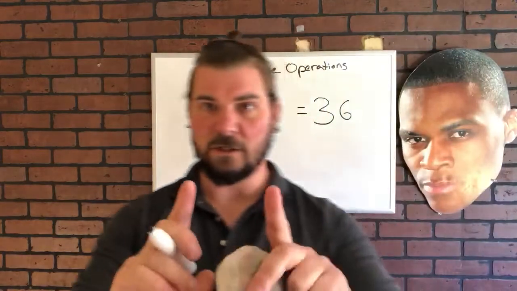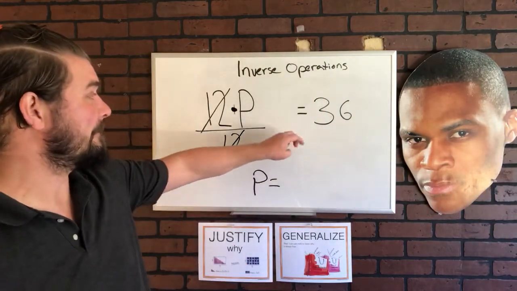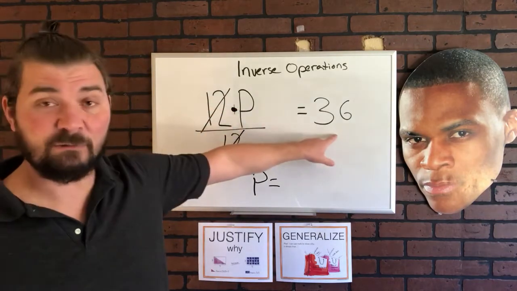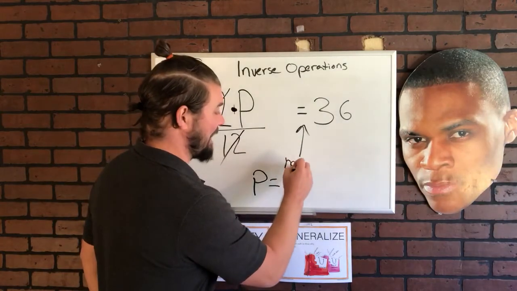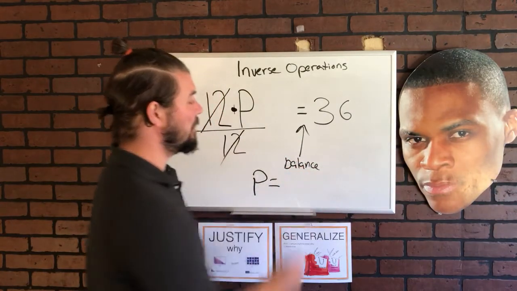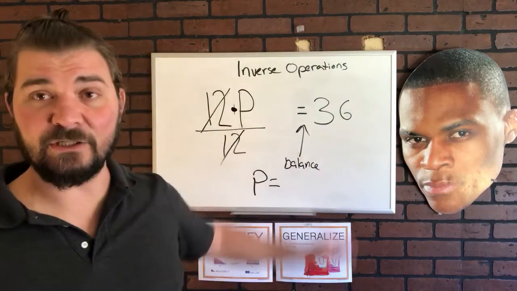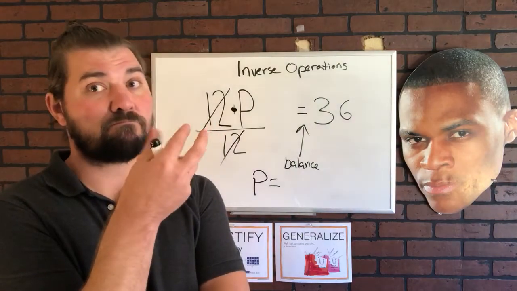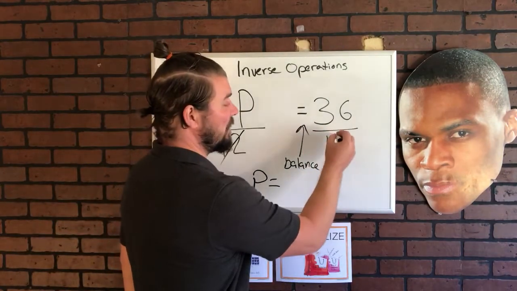But wait, there's more. I can't miss this. This is really important. I can't just divide by 12 on this side without doing something to this side. Remember, they have to stay in balance. So if I divided this side by 12, what do you think I have to do to this side over the 36? That's right. I got to divide this side by 12 also.